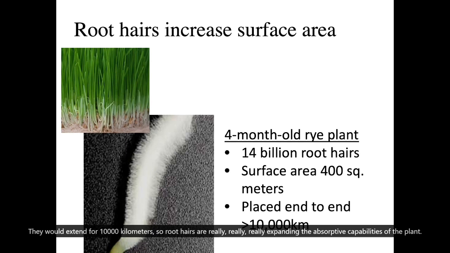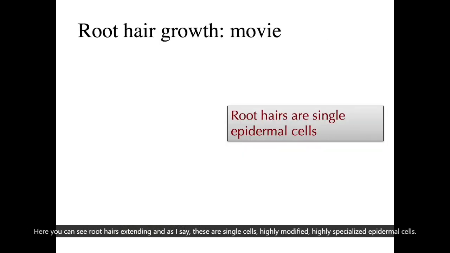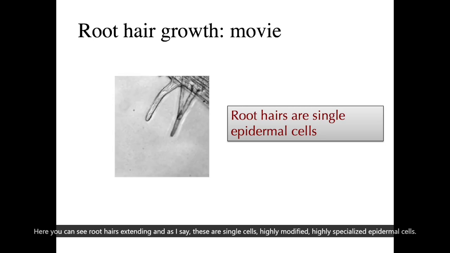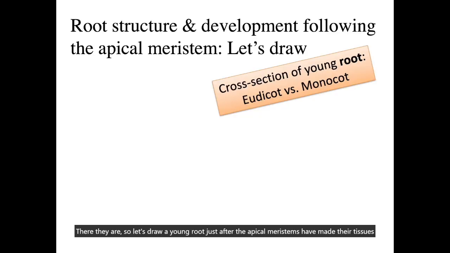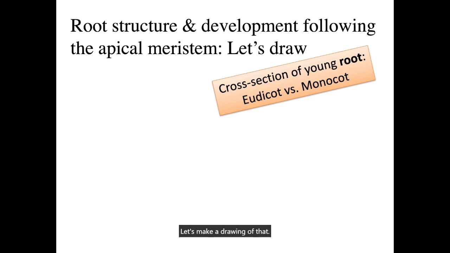So root hairs are really, really expanding the absorptive capabilities of the plant. Here you can see root hairs extending, and as I say, these are single cells, highly modified, highly specialized epidermal cells. There they are. So let's draw a young root just after the apical meristems have made their tissues, and the young tissues are dividing into the various types, the ground tissues and the vascular tissues and the epidermis. Let's make a drawing of that. So what do roots look like just after the apical meristem has produced the 3 other meristems, and they're very young? Let's go back a little bit beyond the apical meristem and see what young roots look like.